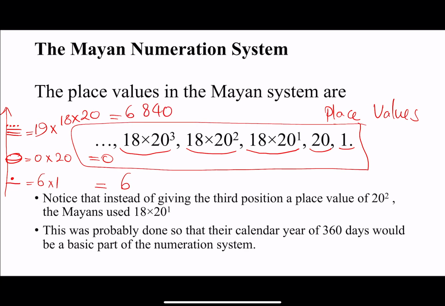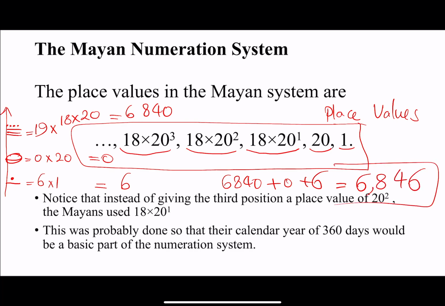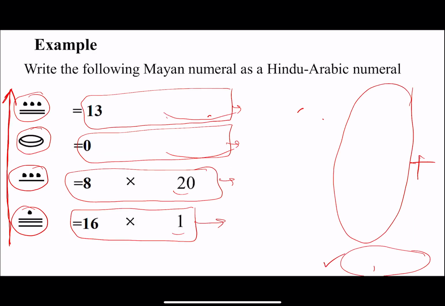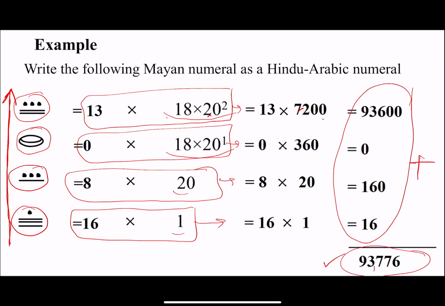6,840. Is that right? So 19 times 18 times 20 is 6,840. So now add them all. 6,840 plus 0 plus 6 is 6,846. Here we go. We changed that Maya numeral into Hindu Arabic or base 10. So that's the example we solved before.